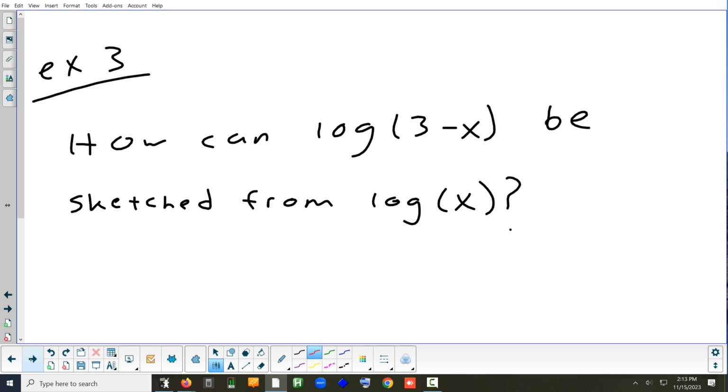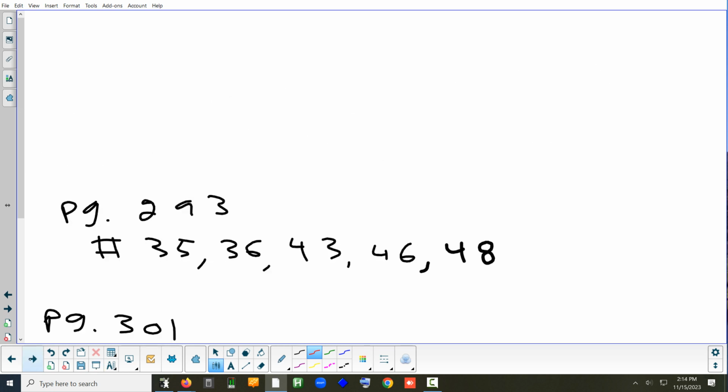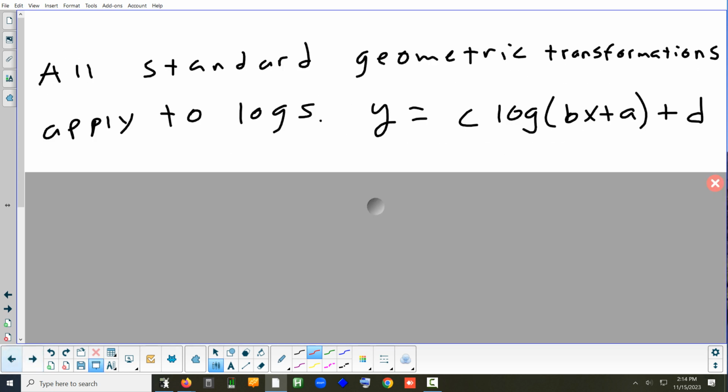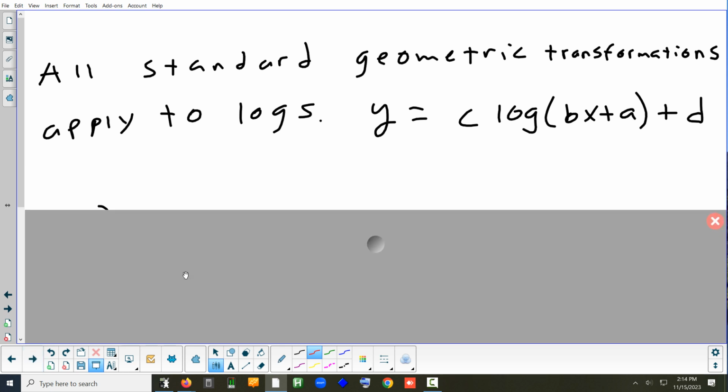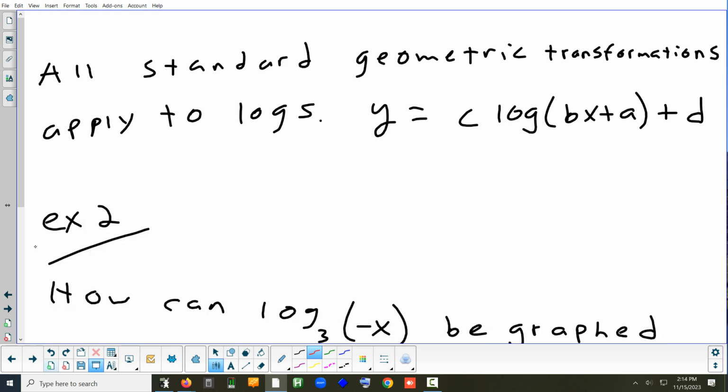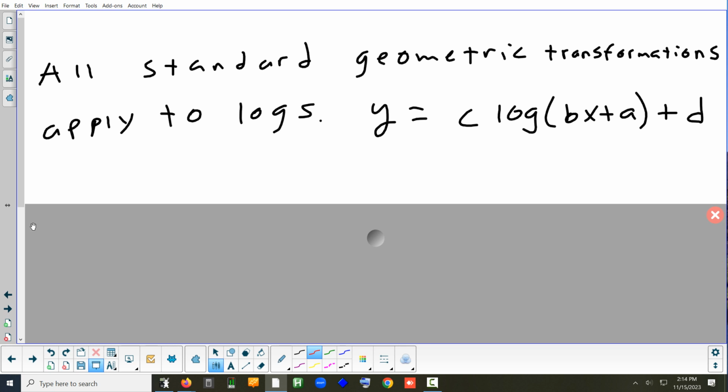All right, I think transformations will be good. We're actually almost done, but we'll finish tomorrow. So let's do the transformations. Transformations for logs work exactly the same as every transformation we keep studying all year. So I've got the A, the B, the C, and the D. And what we'll do is describe each one of them, and then try an example where we look at the transformations.